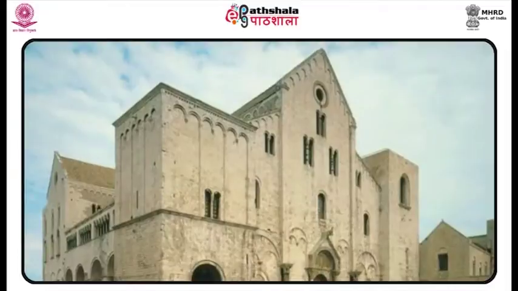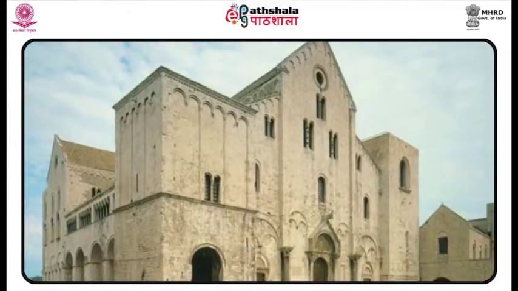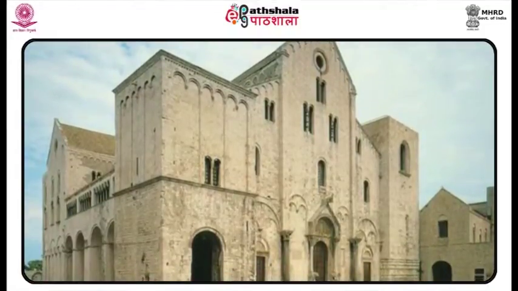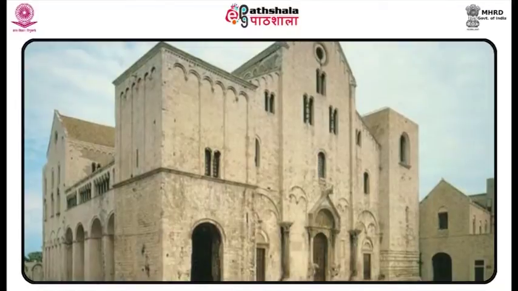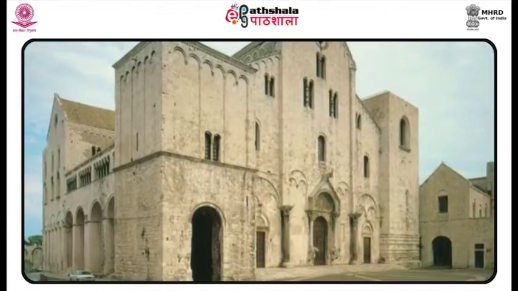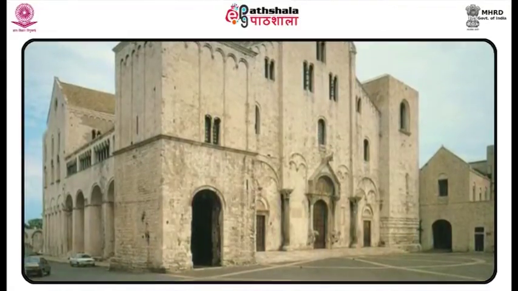Norman. The Norman style of Romanesque architecture developed almost simultaneously in the Normandy region of northern France and in England, which was conquered by the Normans in 1066. Before long, however, Anglo-Norman architecture took on characteristics of its own.